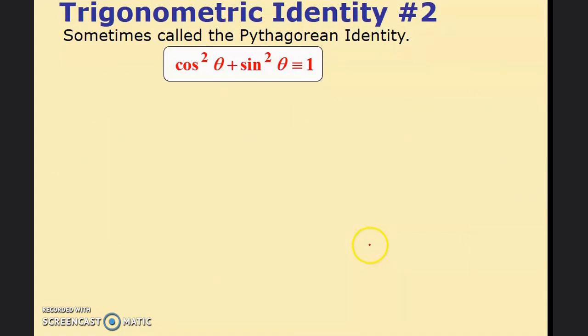We've got a second identity. This is trig identity number 2, and we call it Pythagorean because it looks like Pythagoras' theorem. Pythagoras says a squared plus b squared equals c squared. You can see the similarities there. Well, kind of: cos squared plus sine squared equals 1. Notice, again, this identity works for all values of theta, any angle.